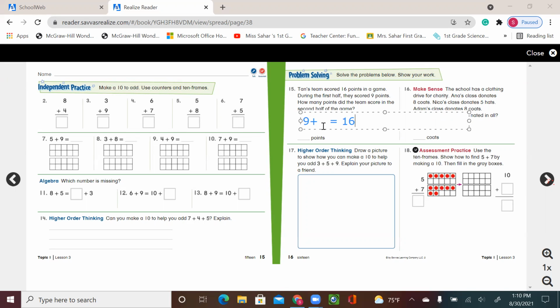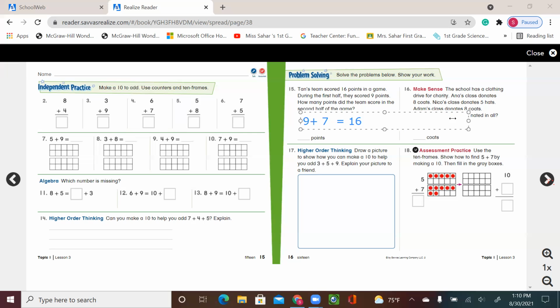That means I have to count after the 9 to get 16. And we'll see how many we count. Or we can use the 10 frame. So after 9: 10, 11, 12, 13, 14, 15, 16. So how many counters did I use? 7. I'm going to put 7 here.